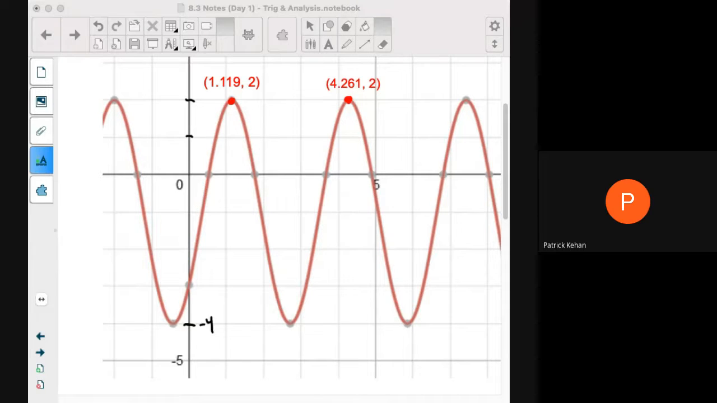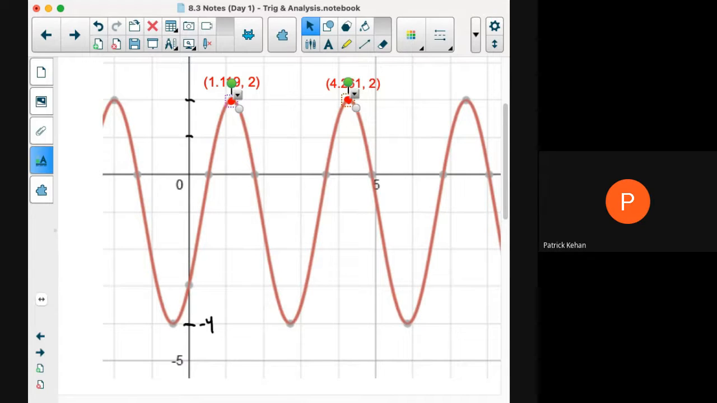So I have 2 points right here and here that are identified, 1.19, 2, and then 4.261, 2. These 2 points will allow me to find the period, which we'll get to in a minute. What we want to look at is this high point here, and then here's a low point at -4. The K value, your line of oscillation, is going to be the max value plus the min value divided by 2.